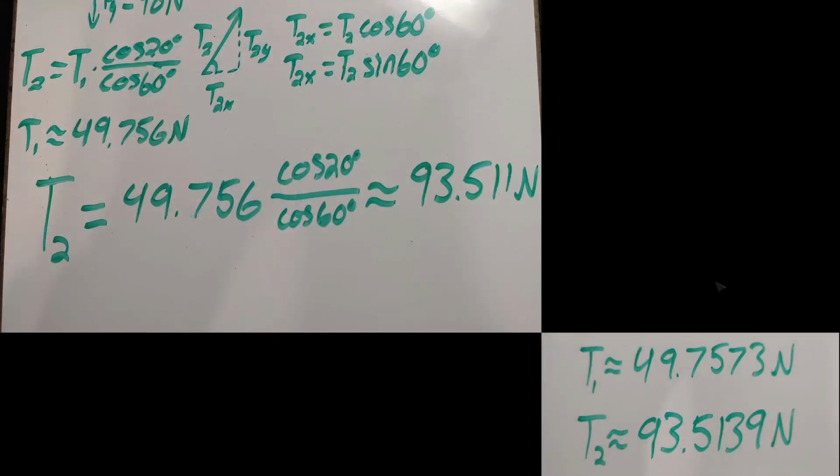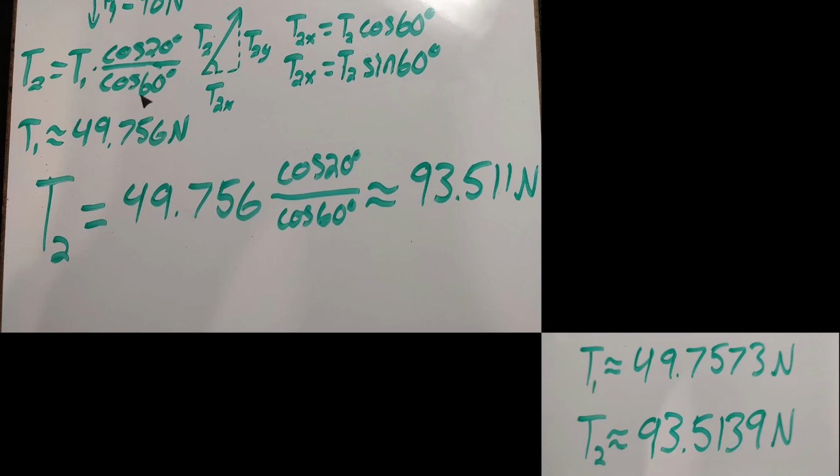And now we're almost done. This is the last step. Now we have T2 in terms of T1. We have T1, and all we've got to do is plug it in. So if we have T1, we just multiply by this factor, cosine 20 over cosine 60, to get T2 is 93.511 newtons. And again, with the decimal equivalents, this one was just a little bit bigger at 514. This was 511. But again, a couple thousandths of a newton won't affect any experiments or anything.